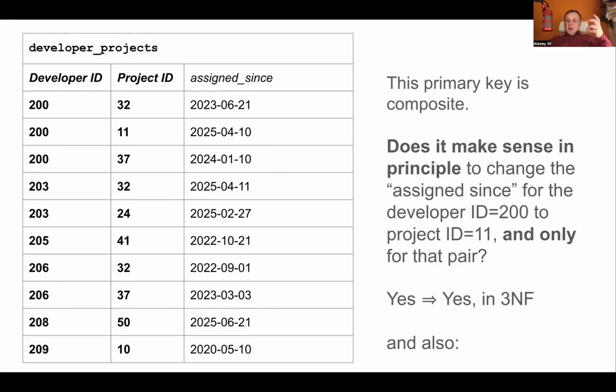Now we can ask the question, does it make sense in principle to change the assigned since value for the developer with a certain ID assignment to a certain project ID and only for that pair? The answer is yes. Again, we can fix the mistake, or maybe somebody misunderstood something, so we can change it. So the assigned since column is in third normal form.